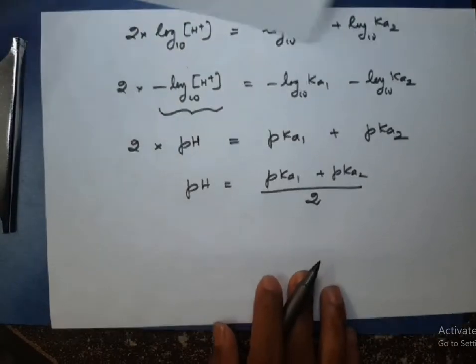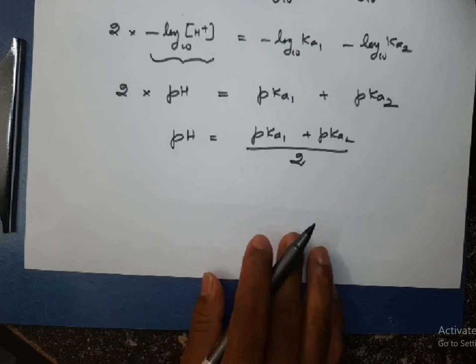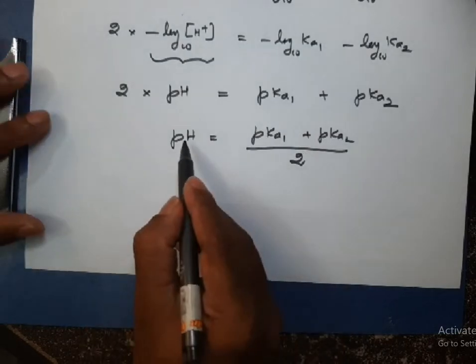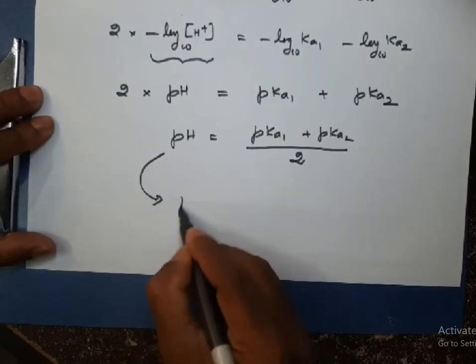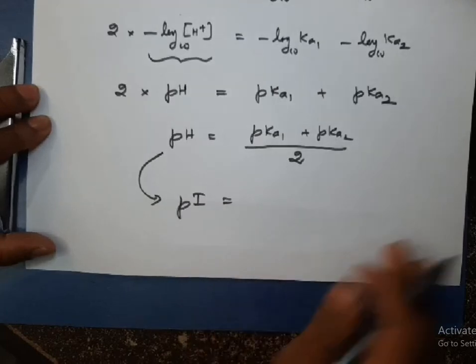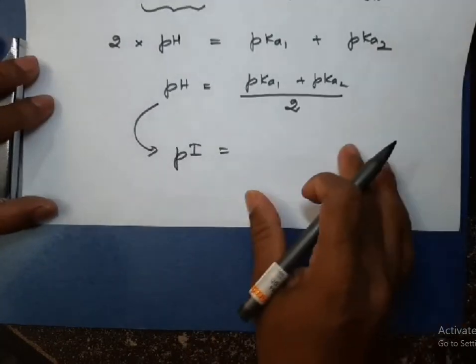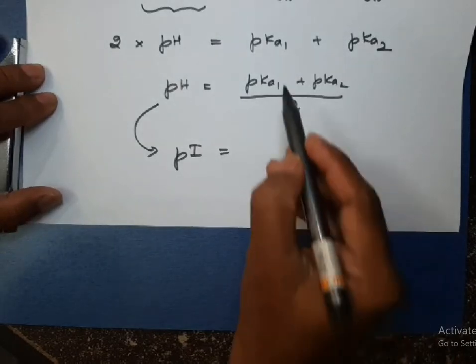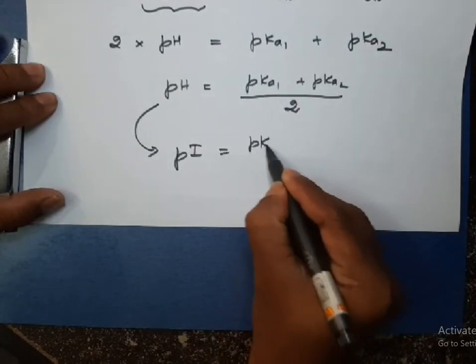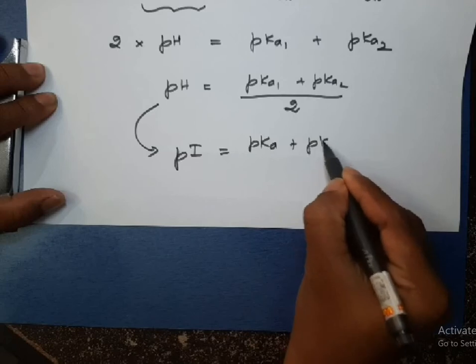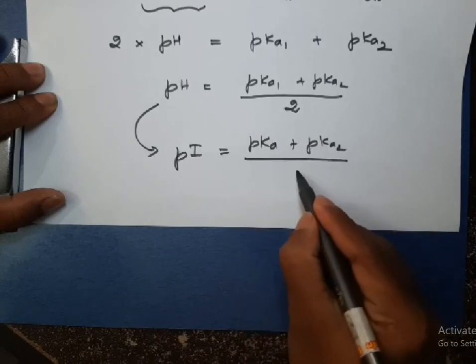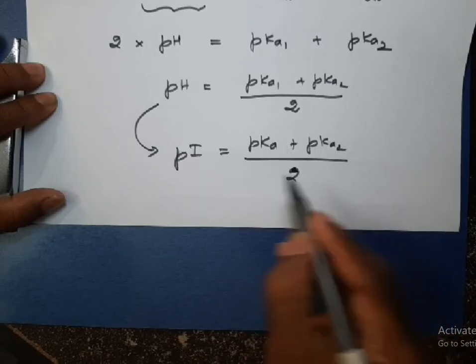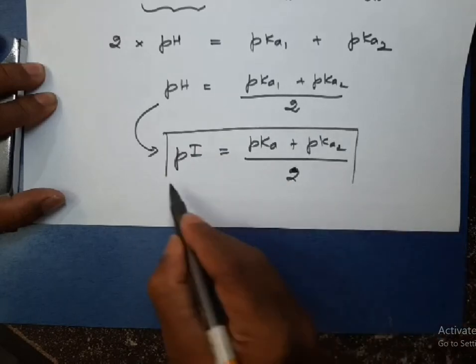Yes, we have found the final formula. Students, keep this in mind. This pH is actually called the isoelectric point. So what is the isoelectric point? If you want the isoelectric point for a neutral amino acid, you take the pKa1 value and pKa2 value, students, observe carefully, add them, then divide the value by 2, and you will get the isoelectric point.